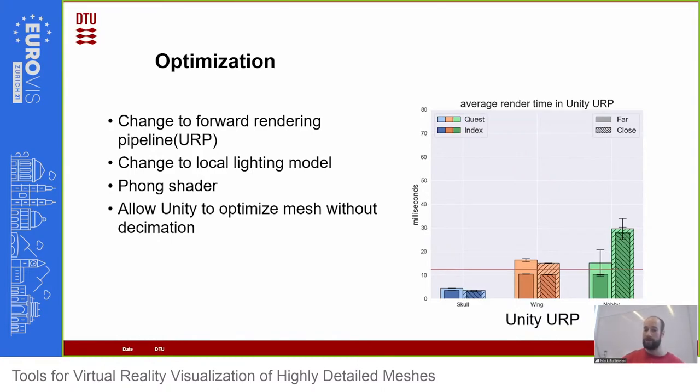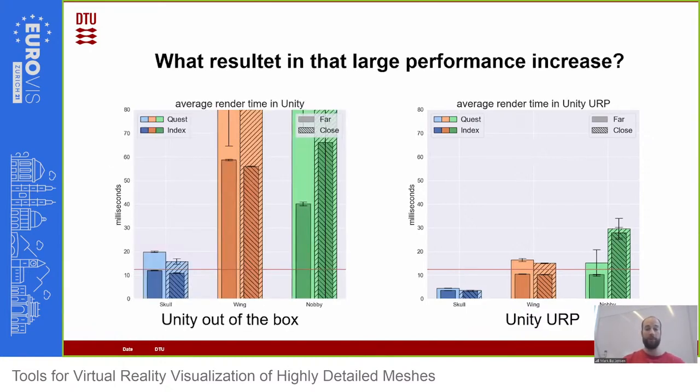We can check some boxes and change the rendering pipeline. We change it to the universal render pipeline, which is often used for mobile games and optimized for low-end hardware. And then we used a local lighting model with a Phong shader, and we allowed Unity to optimize the mesh. So this means that it gets to optimize how it renders it, but not reduce the number of triangles. If we compare these two solutions, then we can see that we gain a lot of performance by optimizing Unity.